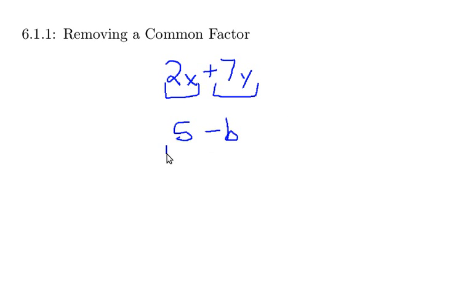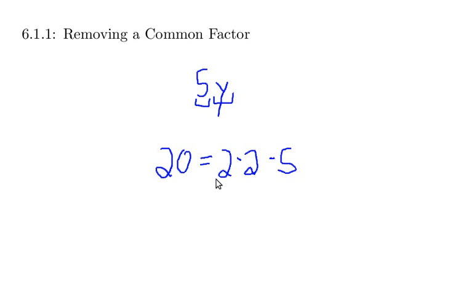Okay. A term, let's say we have 2x plus 7y. Well, these two things are terms. So that means that different terms will be separated by plus or minus. So there are two terms here, or if we have 5 minus b, we have two terms here. Now, that's what a term is. It's separated by plus or minus.